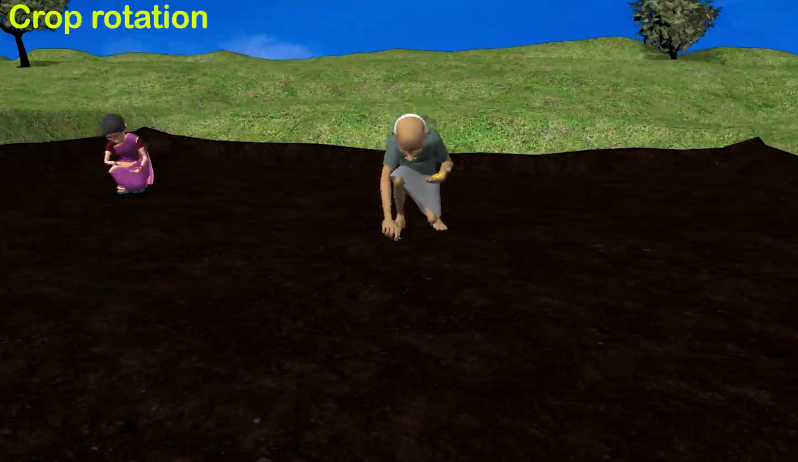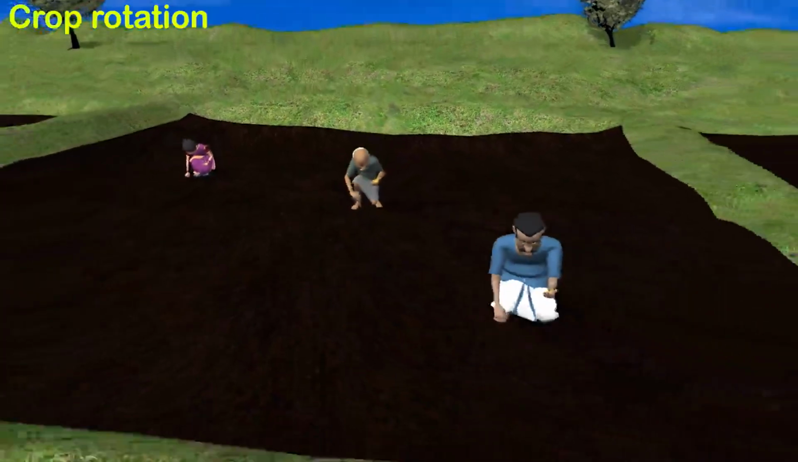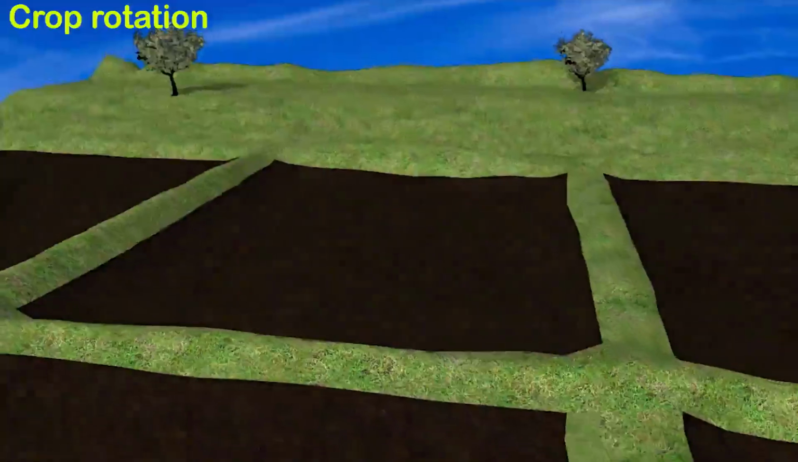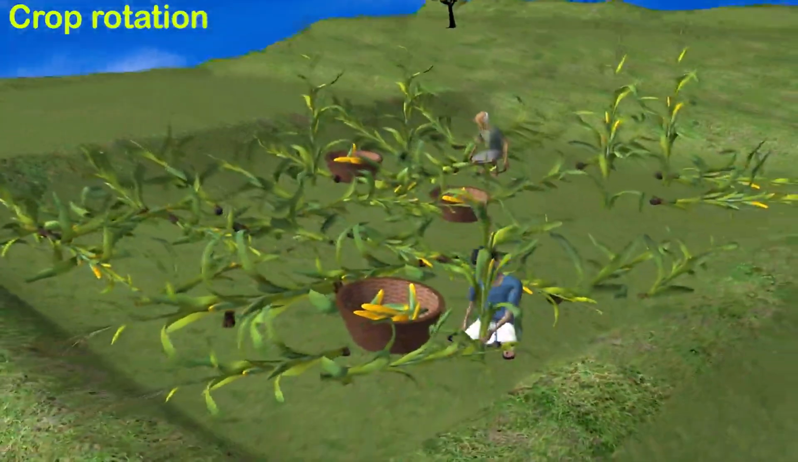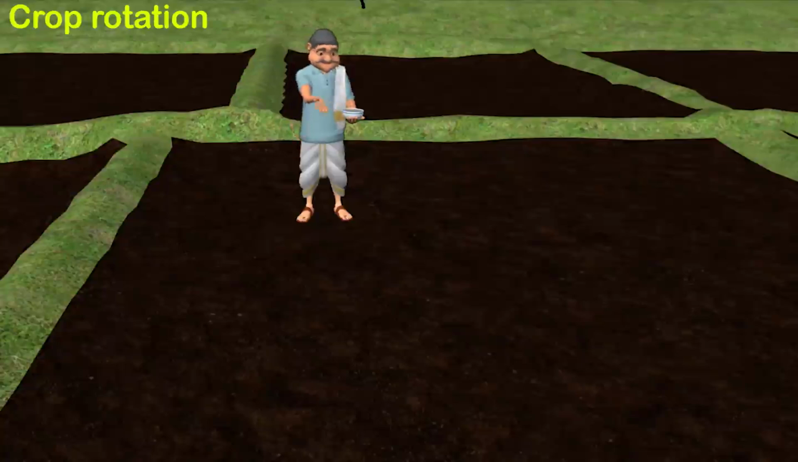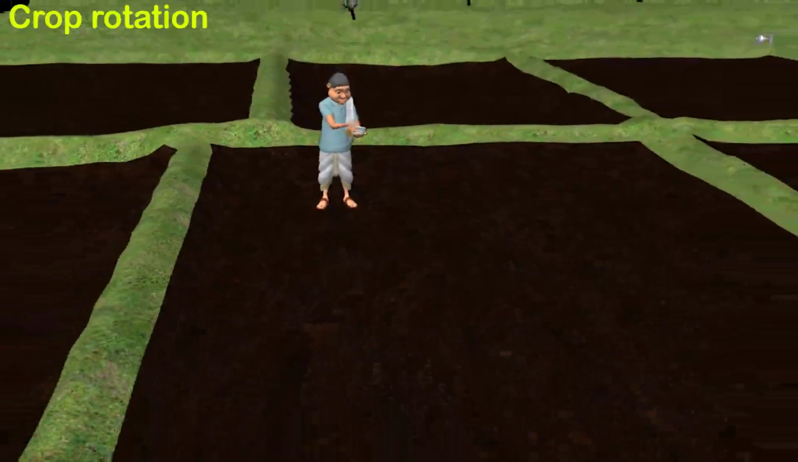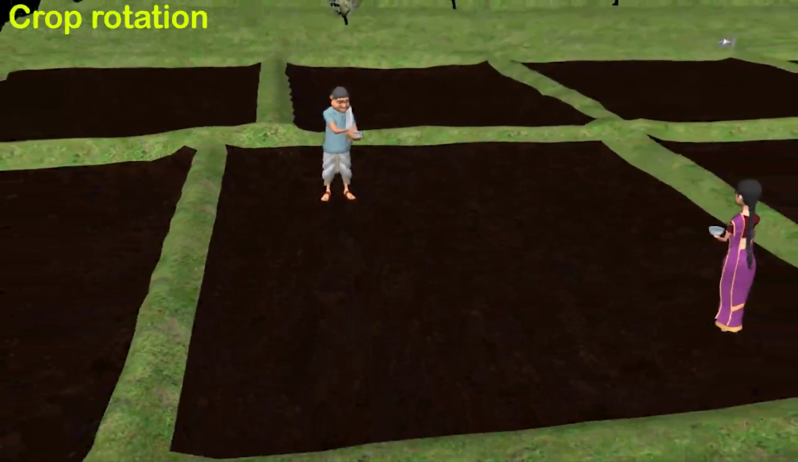For example, a farmer has planted a field of corn. After harvesting the corn, he might plant a pea crop on the same field. This practice interrupts the pest cycle, which leads to a reduction in pest population.